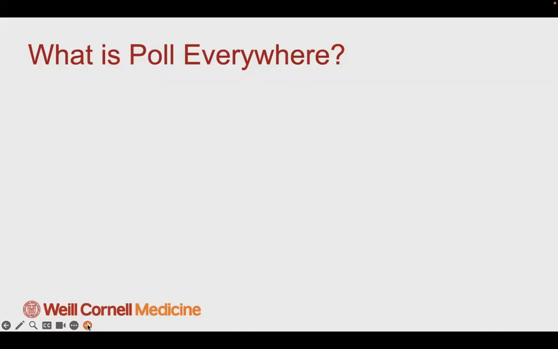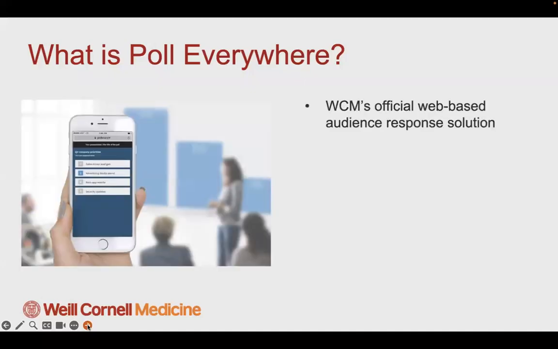So what is Poll Everywhere? Poll Everywhere is our official audience response solution at Weill Cornell. So what that means is you create a poll really quickly and you post it somewhere online. It can be within your own browser or within a PowerPoint presentation, like I'm going to do in just a bit. And people just respond. They use their own devices. It can be an iPad, a laptop, their phone, anything that has access to a web browser. There's even a Poll Everywhere app if they do it quite frequently, and they just respond. And that's how you're going to get instant feedback.